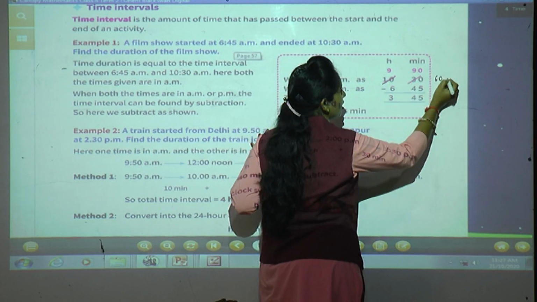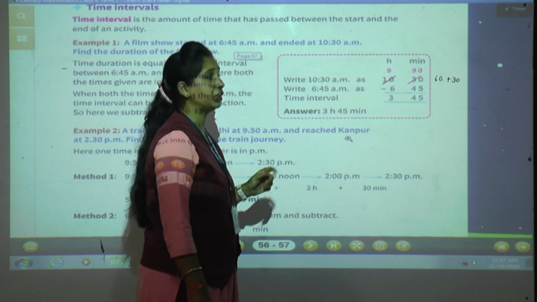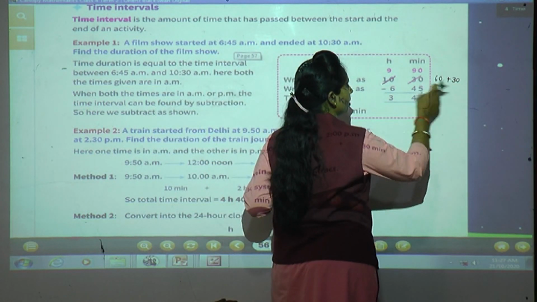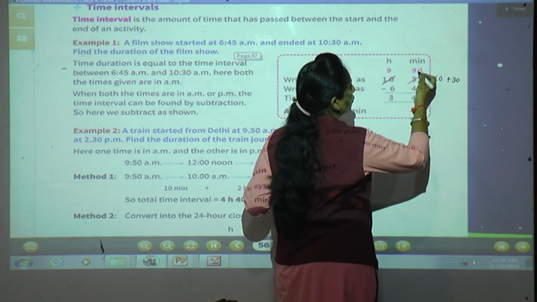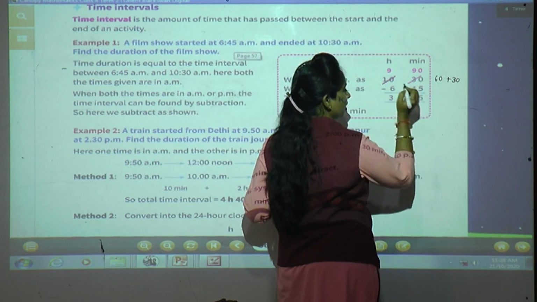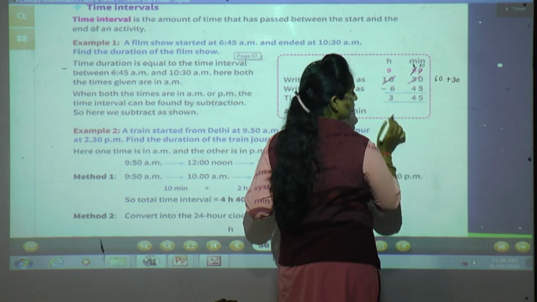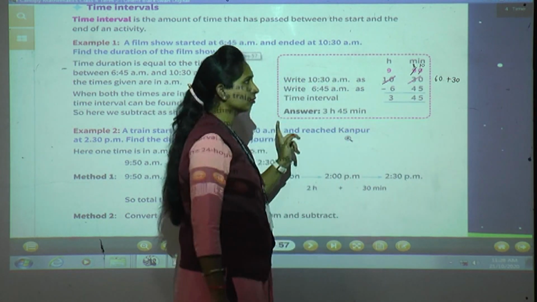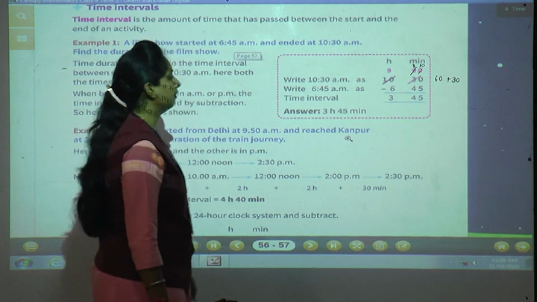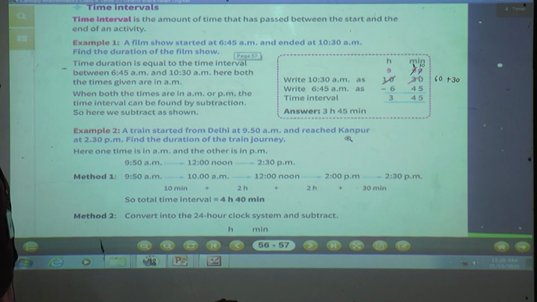So 10 hours will give 1 hour. 1 hour means we cannot write 1 hour here because here minutes are there. So we need to give minutes only. 1 hour means 60 minutes. So 60 plus 30 is 90. Now we can subtract. 90 minus 45 is 45 only. See how? 0 minus 5, we can't, so take borrow from the neighbor. 10 minus 5 is 5, 8 minus 4 is 4. Now here we are having 9, 9 minus 6 is 3. So the time interval is 3 hours 45 minutes.